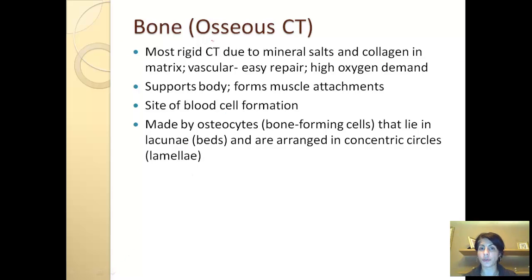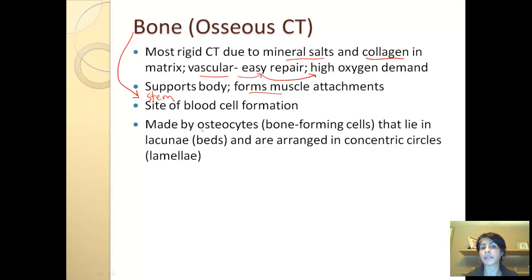Bone, which is referred to as osseous connective tissue, is very, very hard, and it's the hardest connective tissue because there are mineral salts and also the protein collagen inside the matrix. Bone has a lot of blood vessels running through it, believe it or not, and because there are so many blood vessels, it's easy to repair bone, and it also demands a lot of oxygen, and that repair demands even more. Bone has a supportive function in the body, and it's also a place for muscles to attach. Bone is also the place where you find stem cells to make different types of blood cells.